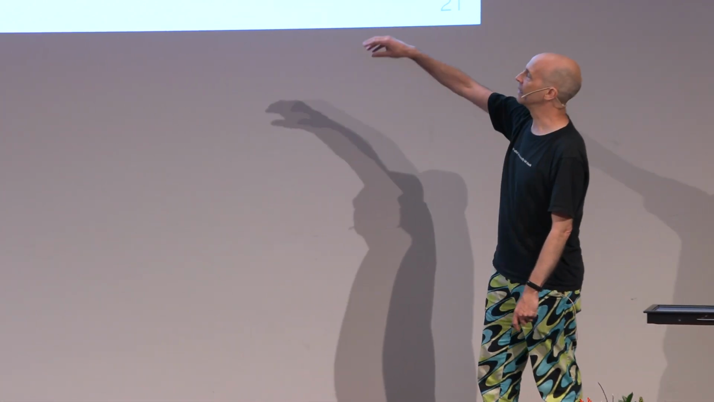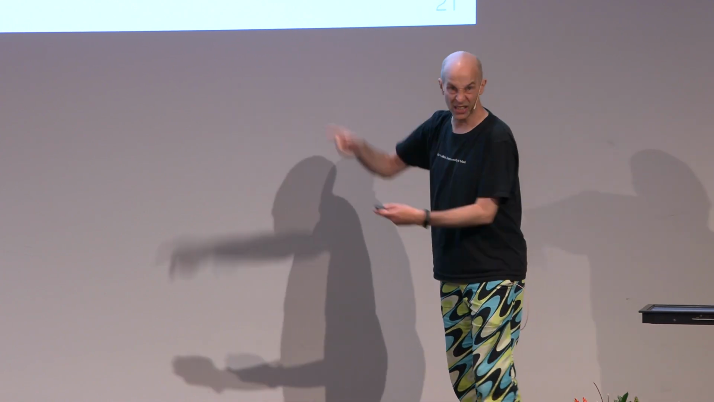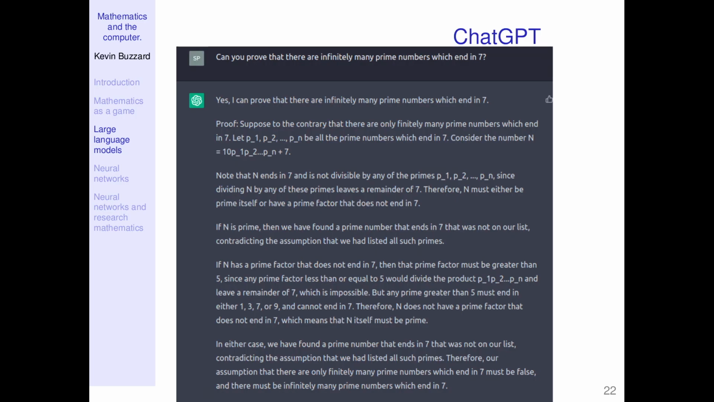That might work. Now the problem is, in the composite case, that large number ends in 7, but it could easily be the product of prime numbers that don't end in 7. So the standard proof doesn't work, and indeed this theorem is hard, right? So here's me: can you prove there's infinitely many prime numbers that end in 7? Yes! Yes, I can prove there's infinitely many prime numbers that end in 7. And it just does exactly what you think, right?